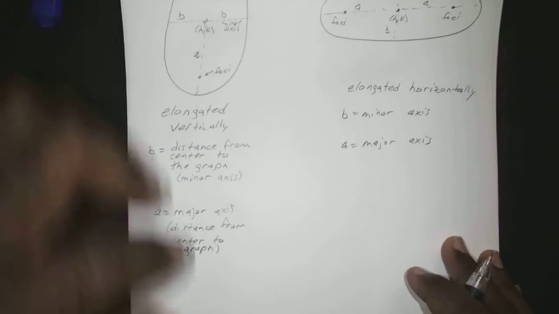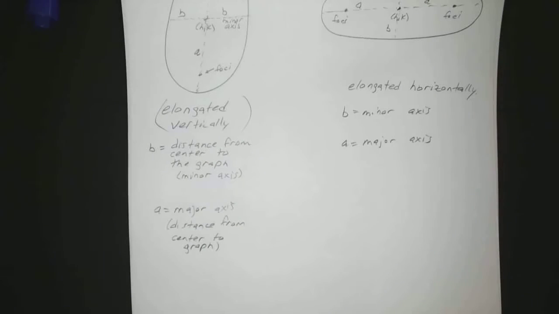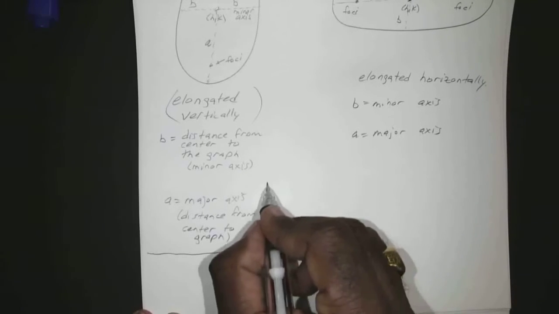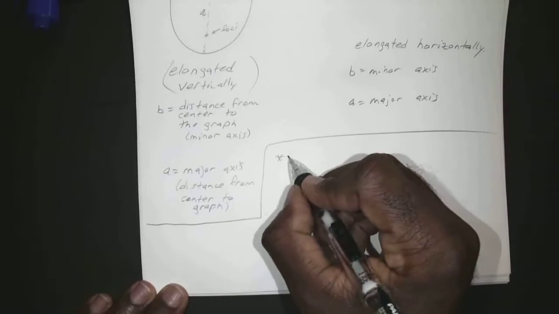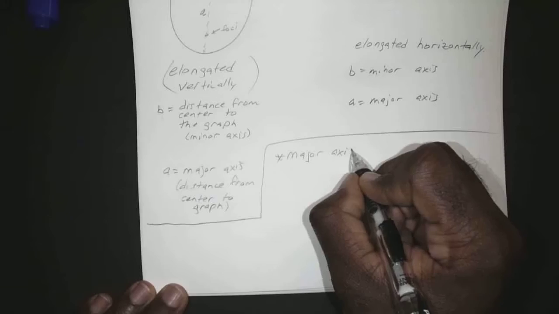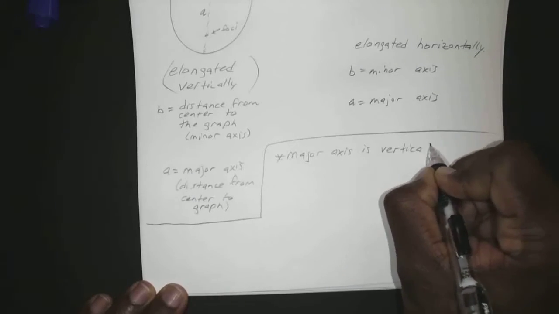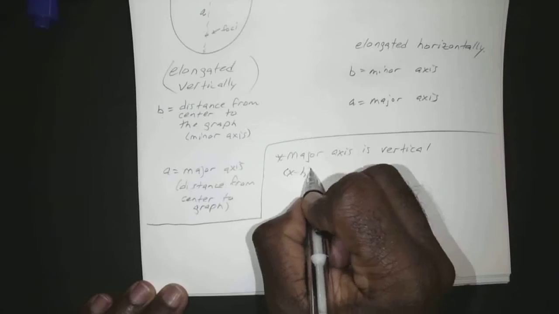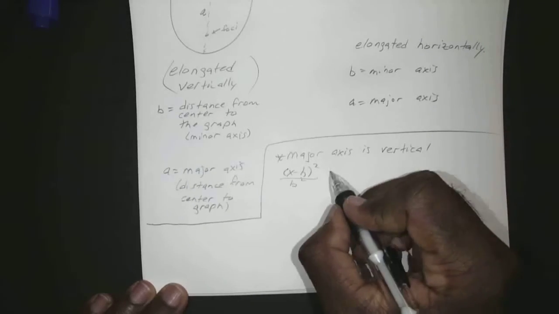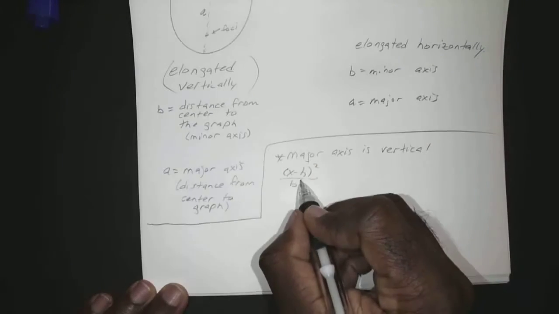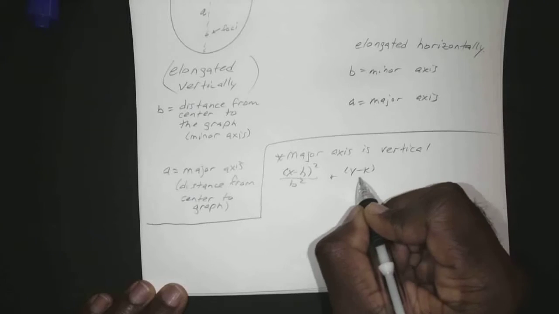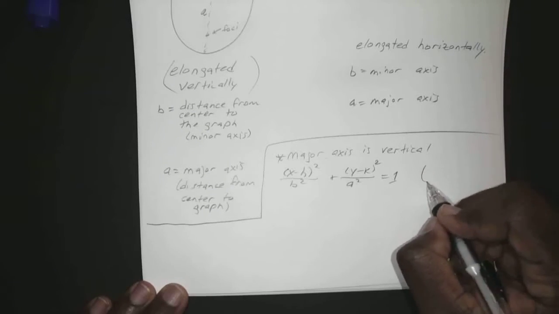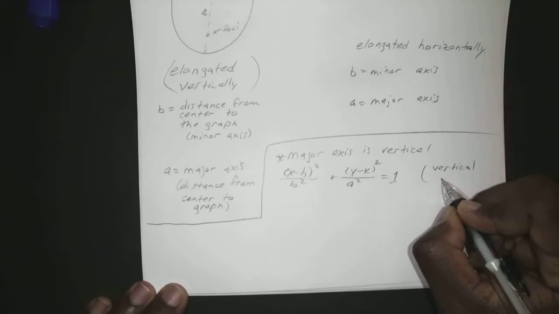So if you have an ellipse elongated vertically, or if your major axis is vertical, it's (x minus h) squared over b squared plus (y minus k) squared over a squared equals 1. That's your vertical ellipse.